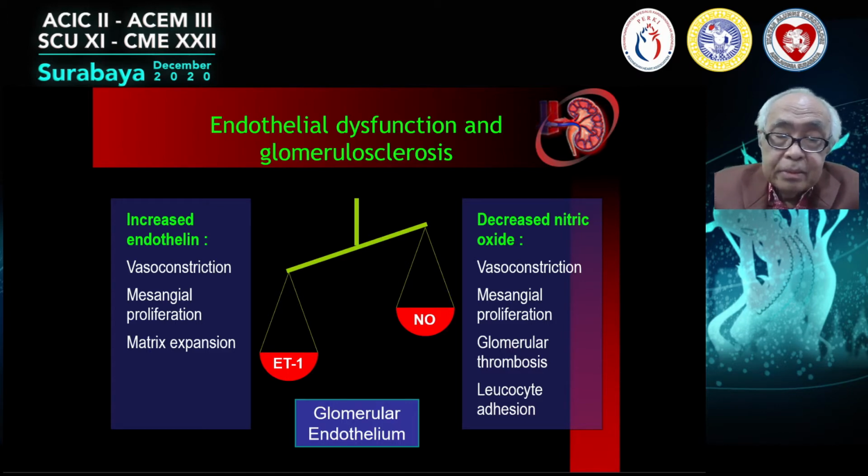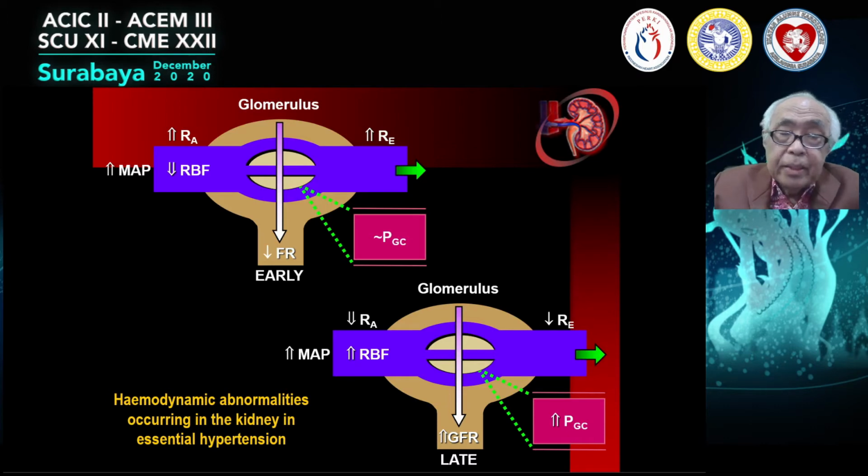Usually I say there should be a dynamic balance between yin and yang, but in case of endothelial dysfunction and glomerulosclerosis, the yang is very dominant. Look here: endothelin-1 increased and nitric oxide decreased. It will cause endothelial dysfunction and glomerular hypertrophy, and then glomerulosclerosis.